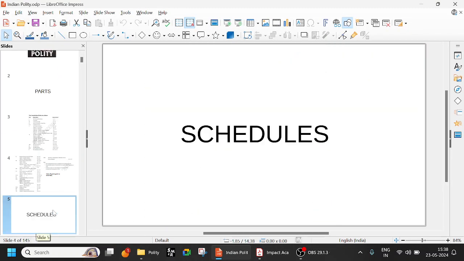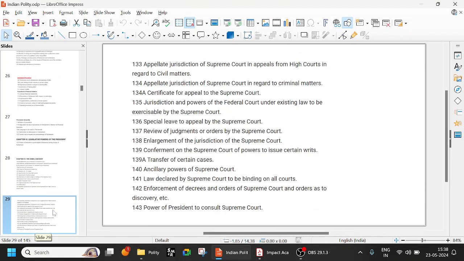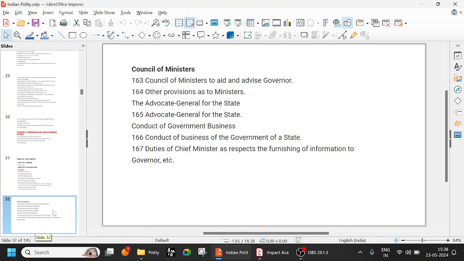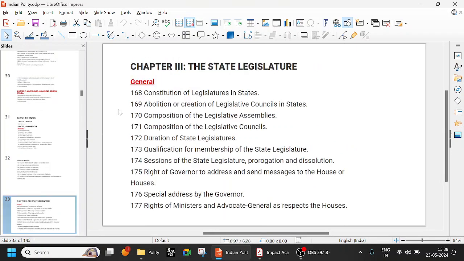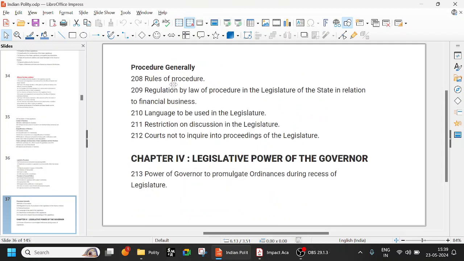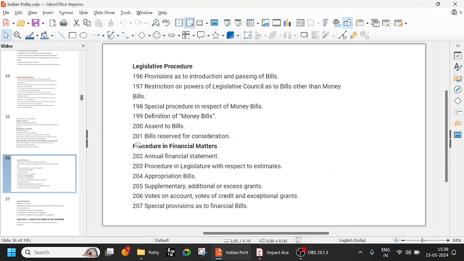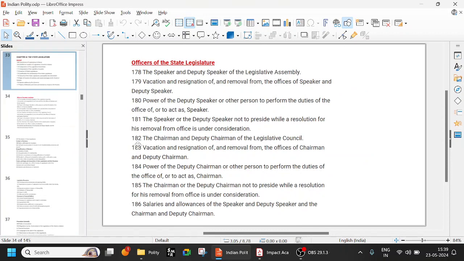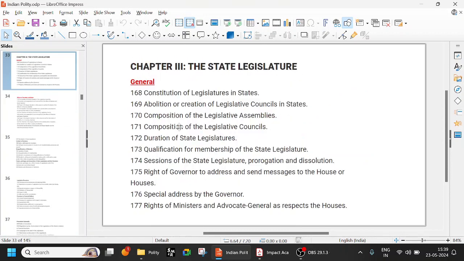So let us quickly look at article 168. Starting from 168, you have chapter 3, state legislature. Part 6, article 168 to 212. After that, you have the legislative power of governor. From 213, it is governor. Article 213 is governor. Till 212, it is the state government. It starts from 168. Try to remember. Constitution of the legislatures in states.